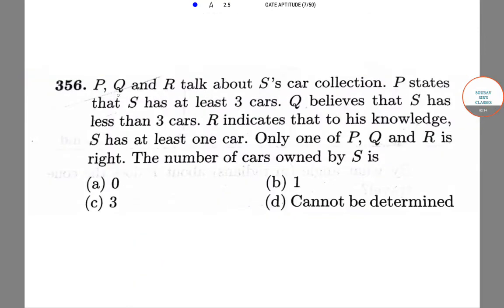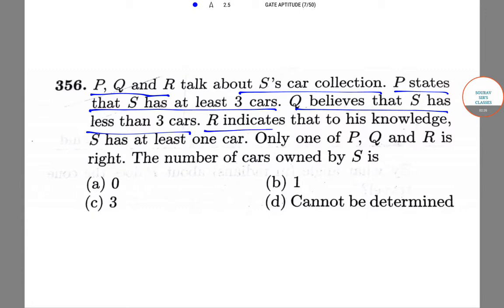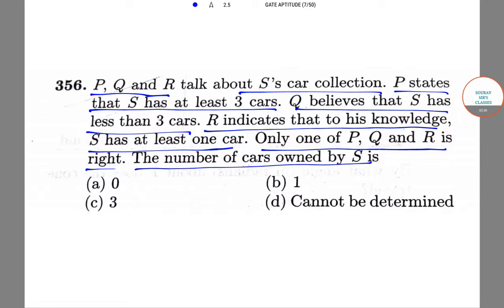The next question is, P, Q and R talk about S's car collection. P states that S has at least 3 cars. Q believes that S has less than 3 cars. R indicates that to his knowledge S has at least 1 car. Only one of P, Q and R is right. The number of cars owned by S is option A 0, option B 1, option C 3 and option D cannot be determined.